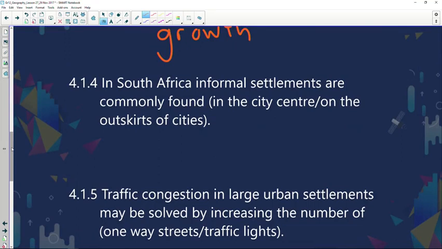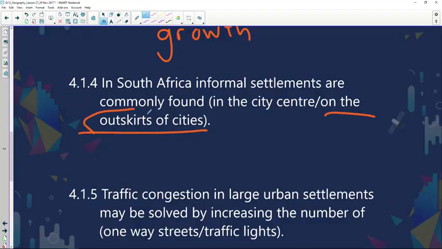4.1.4, in South Africa, informal settlements are commonly found where? In the city centre or on the outskirts. Usually on the outskirts. The reason why we have so many informal settlements is because of the apartheid laws back then. Certain races were not allowed to be in neighbouring areas where white people used to live, and even the CBDs, they had to basically carry a pass with them back in pre-apartheid. But post-apartheid, the reason for the informal settlements is that people were looking for jobs.